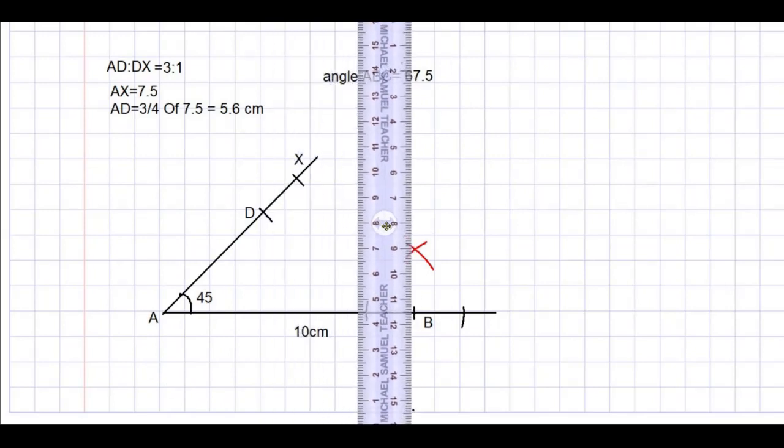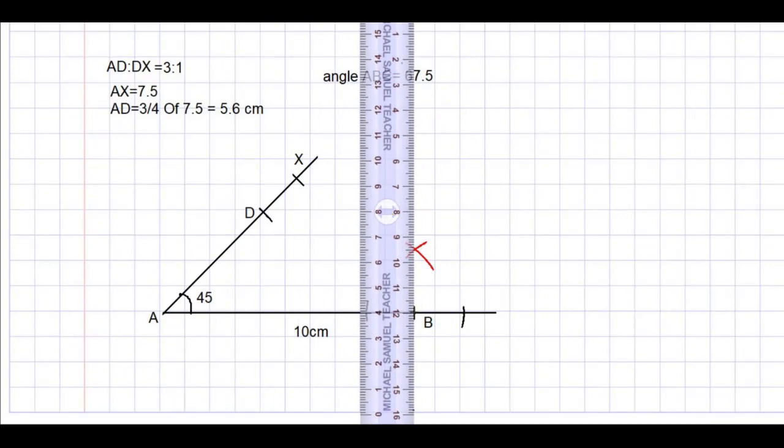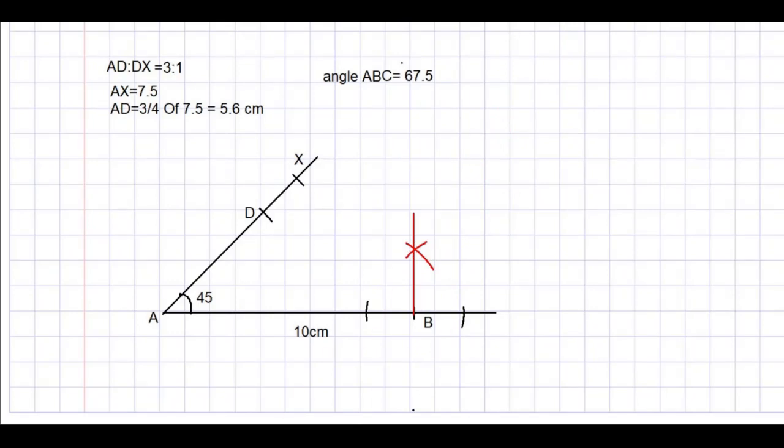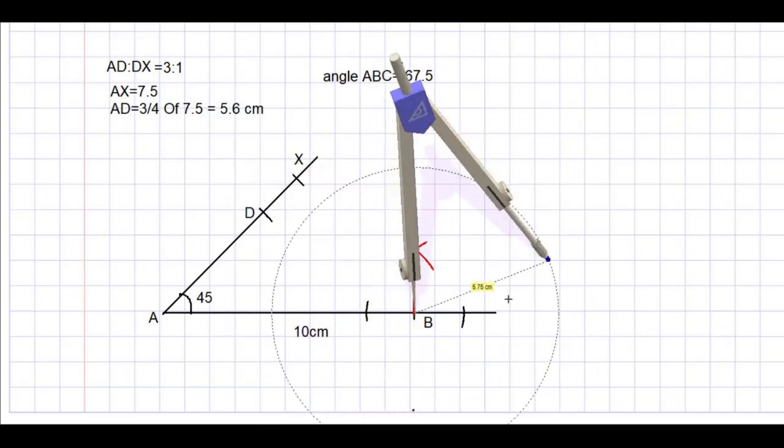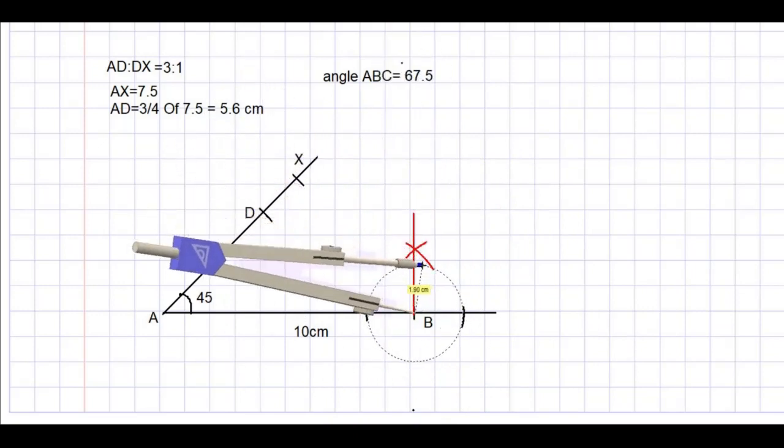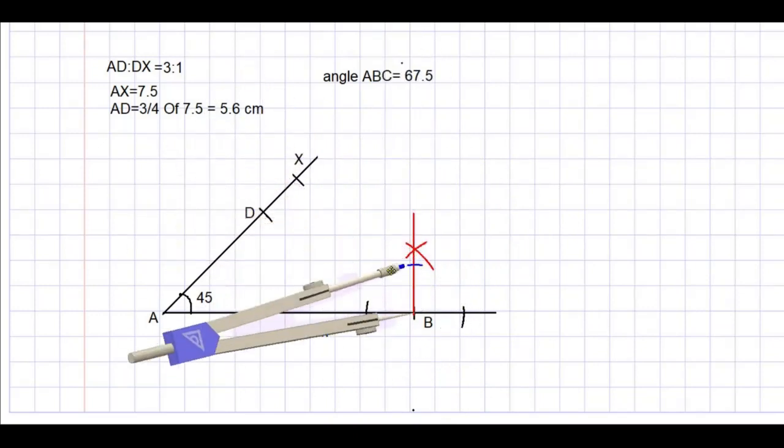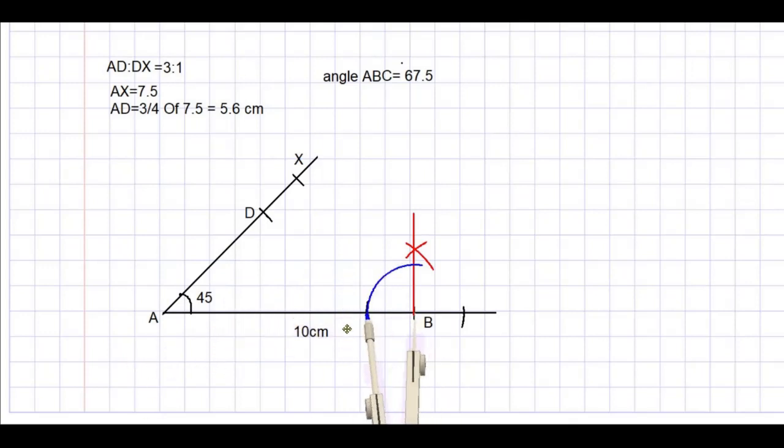Then we draw the perpendicular line at B. Then we need to bisect this angle AB. This 90 degrees we bisect into 2, and that will be 45 degrees. So we put an arc on the perpendicular line and also an arc on AB.